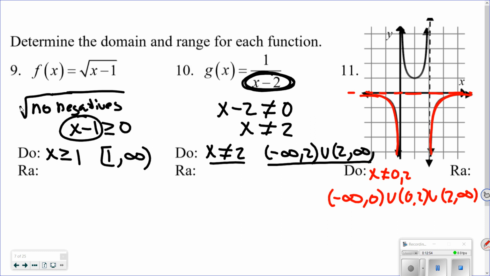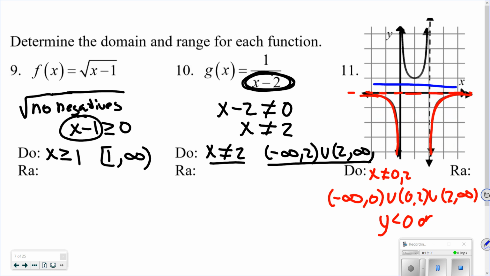So I'm going to write the range down here. I would say y now could be less than 0. I'm not going to put an equal sign because it never gets to 0. I'm going to think of this as a vertical line going up here. It can be anything until I get to 0.